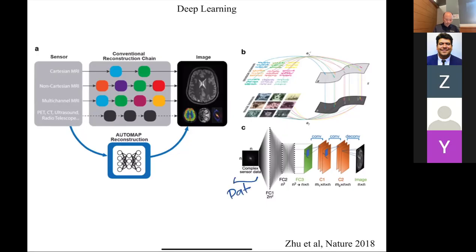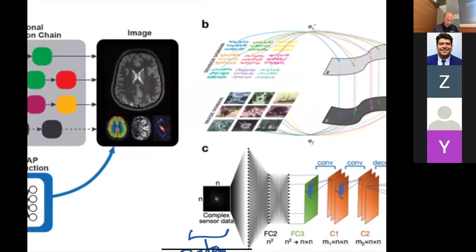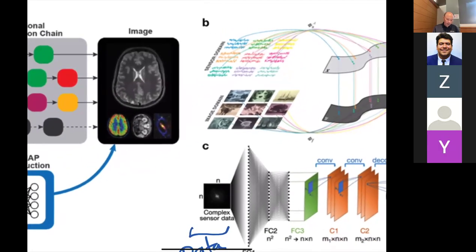And instead of going through a Fourier transform, we're going to go through a deep learning network and get my image out. Okay. And how's that going to work? Well, the idea is in this paper, which was the first paper to really show this, they trained this deep learning network on just a lot of images.